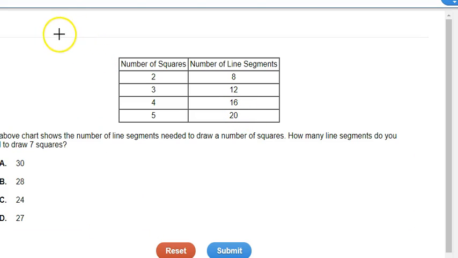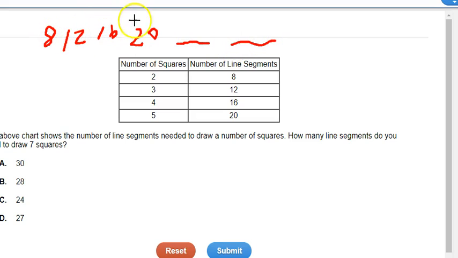So our sequence is 8, 12, 16, 20, and then they want number 7. So here's a blank for 6, here's a blank for 7. So this would be 2, 3, 4, 5, 6, and 7, and this is the one we want. That's going to be our answer right there. So we have to figure out what number we are counting by, how many are in between.